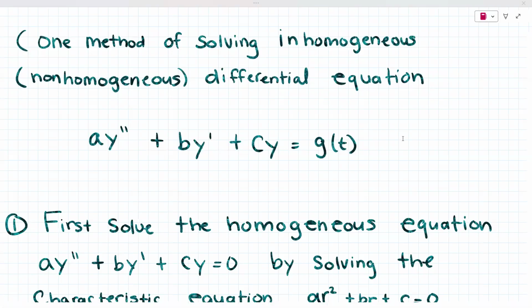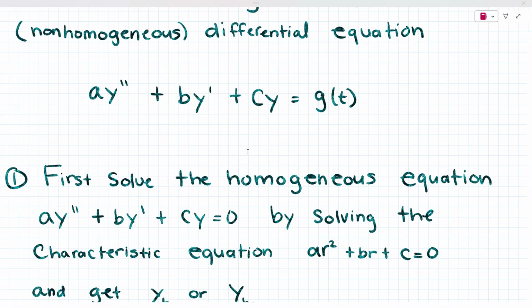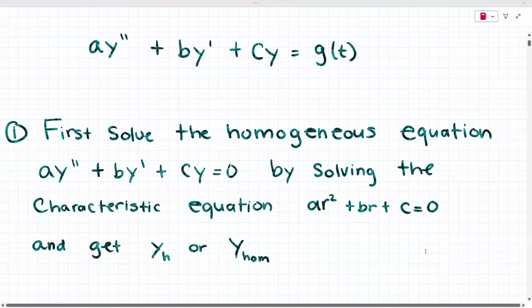by' plus cy equals g of t. The g of t is not usually zero. So the first step is to solve the homogeneous equation by setting the right side to zero, solving the characteristic equation ar squared plus br plus c equals zero, and you get yh, or y homogeneous.